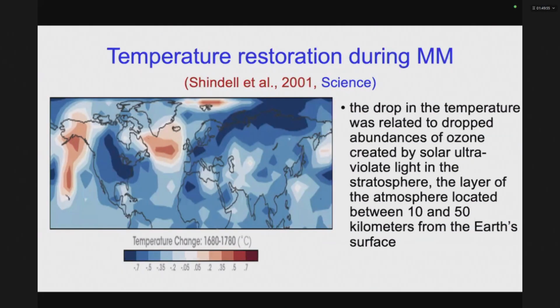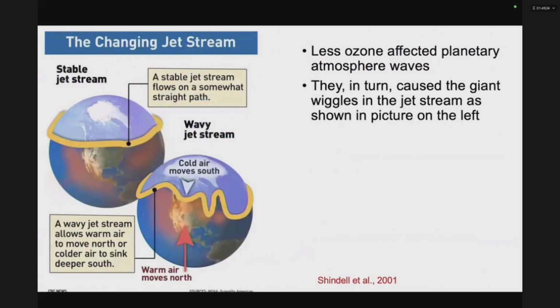Why did this happen? Schindel calculated that the drop of temperature was related to a drop in the abundance of ozone created by solar ultraviolet light in the stratosphere. Because solar radiation was reduced by 3 watts per square meter, this reduction of the ozone actually affected planetary atmospheric waves. When ozone is at the standard level, on the left-hand side, this globe shows the stable jet stream flowing in a somewhat straight path. And this is why we have a nice jet, Gulf Stream and others.